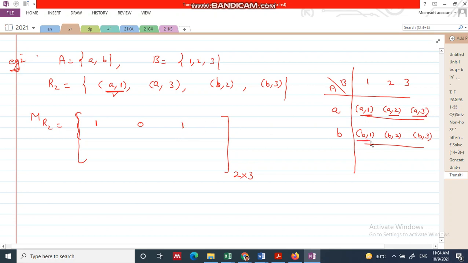Next element is (b,1), we do not have this element. Next element is (b,2), we have this element. Next element is (b,3), we have this element. So here this is 1. This is the matrix representation of this relation.